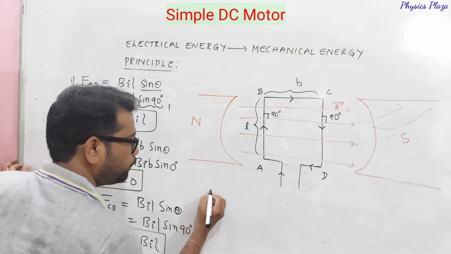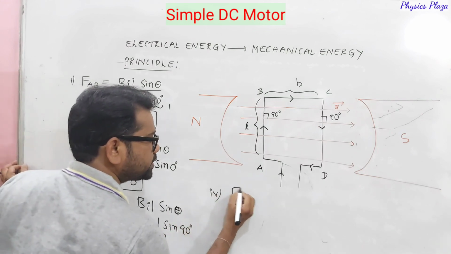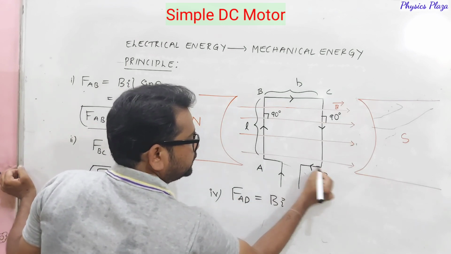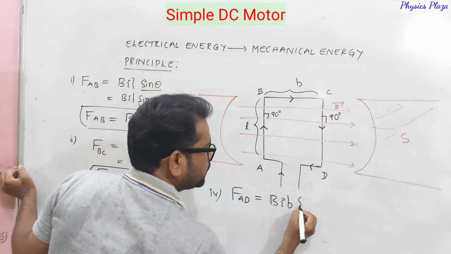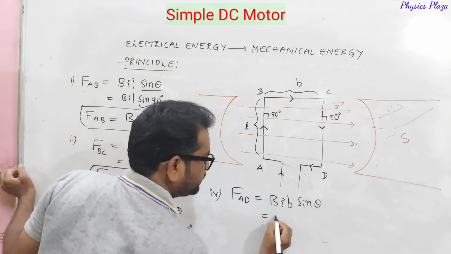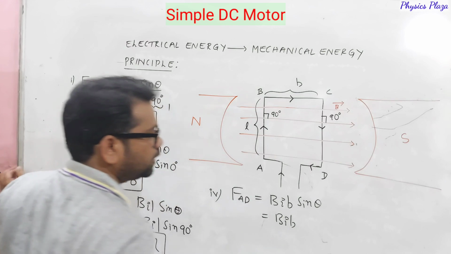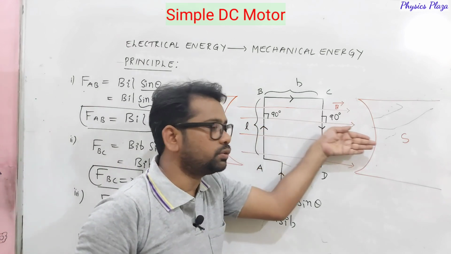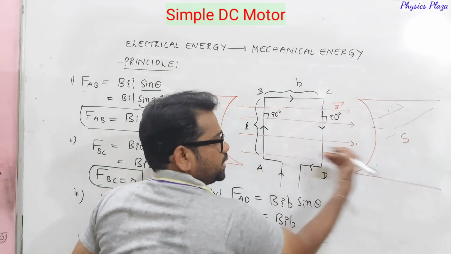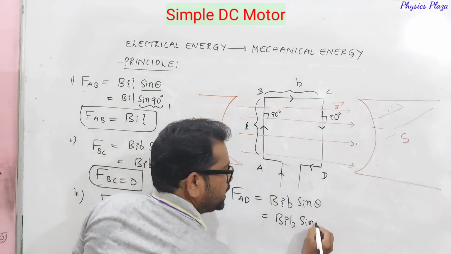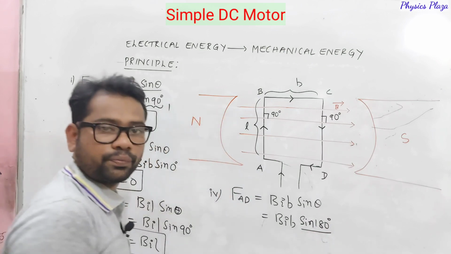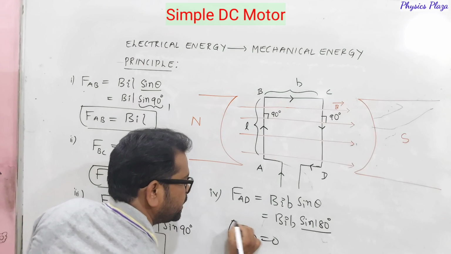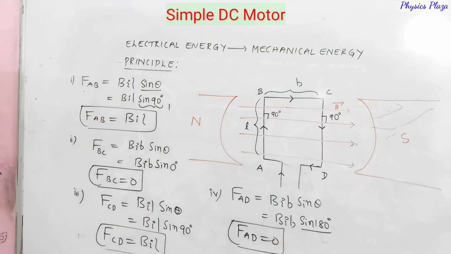Now let us see the fourth side, that is force acting on AD. Force acting on AD, BIL sin theta. Children, the field is in this direction, north to south, but the current is flowing in the opposite direction. That is 180 degrees. Sin 180 is 0. So obviously the force acting on AD will be 0 only. Very important to understand.